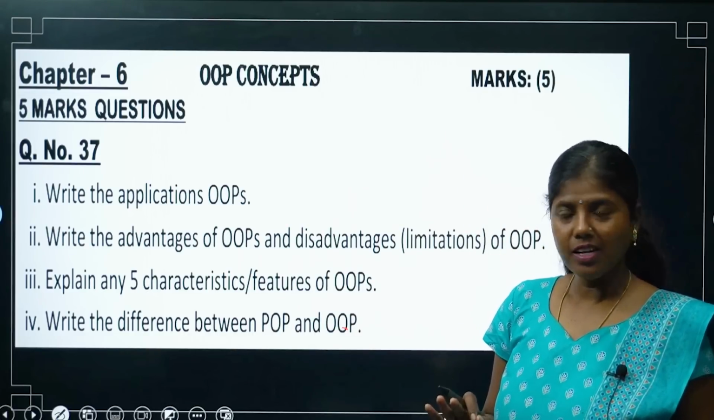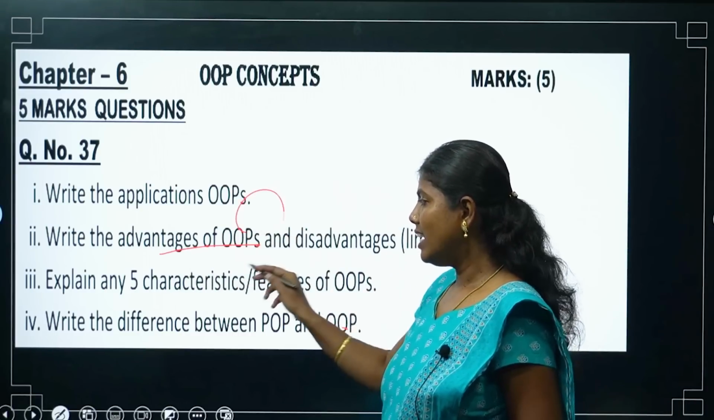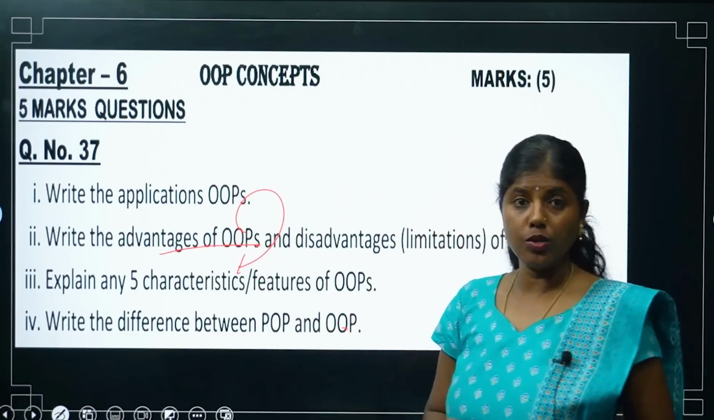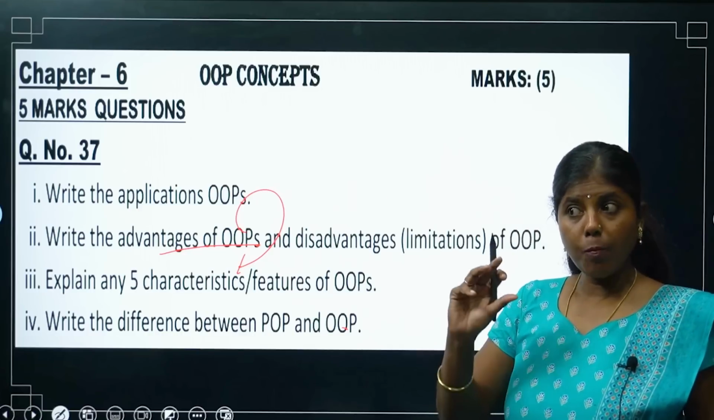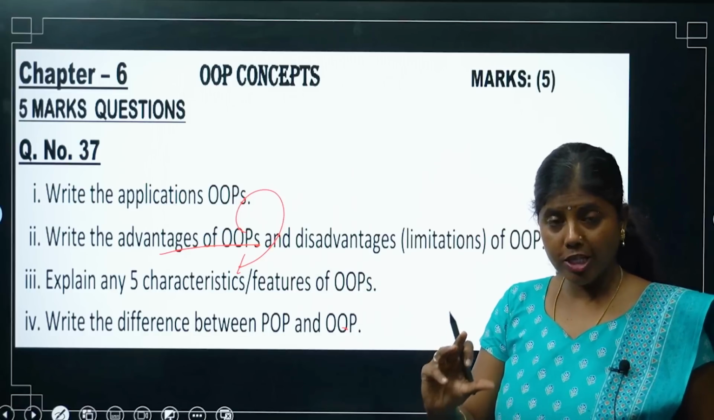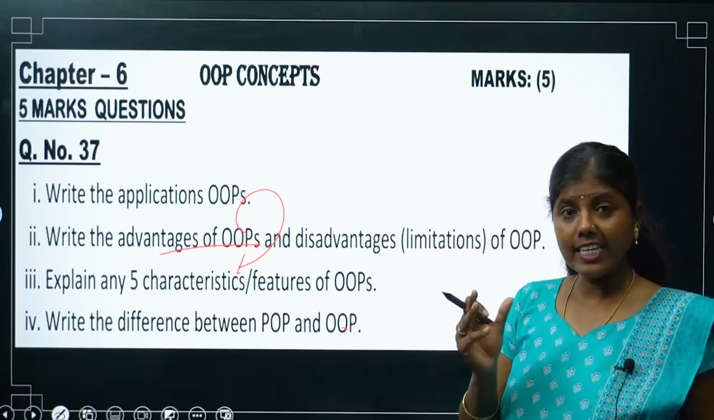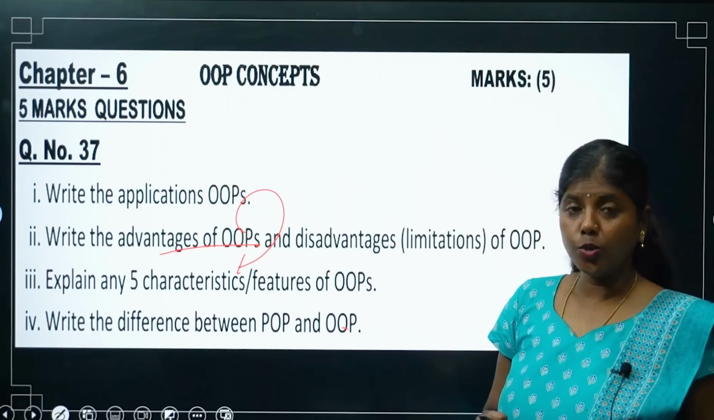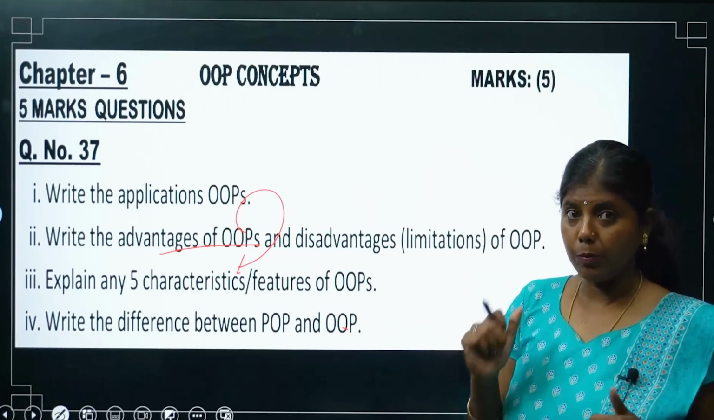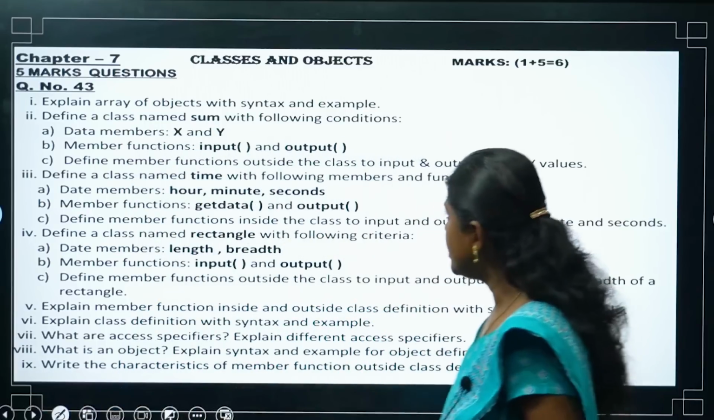Is the point clear? Remember, whenever you give the advantages of OOP with respect to the characteristics, for example: complexity of the software will be reduced due to inheritance; data abstraction separates the object implementation and object specification. Like that, in terms of characteristics, you can write the advantages. Remember that point. Now we'll go to the next chapter, classes and objects.